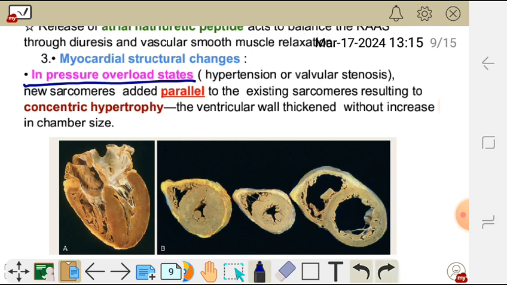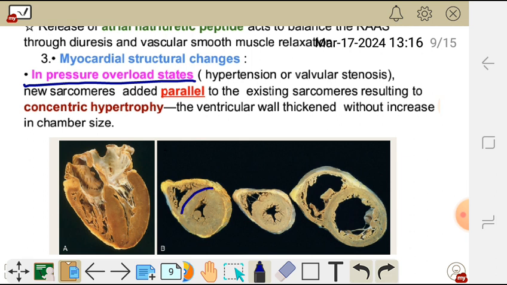This is a cross section of the heart. They have cut the heart in the horizontal section. We have seen that the ventricles have dilated and have become larger in size due to the volume overload. So the sarcomeres are just being added in series in this case.